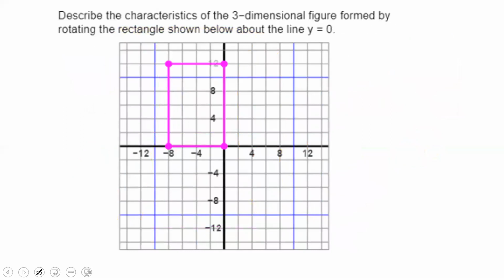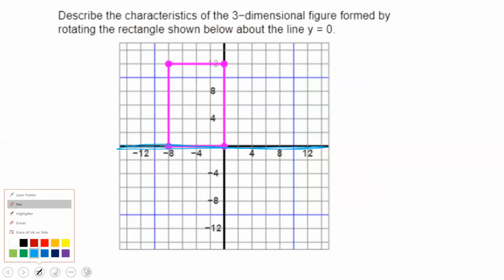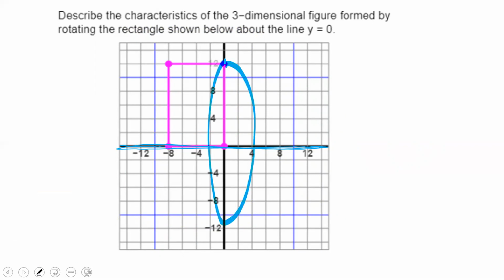Okay, this one says, describe the characteristics of a three-dimensional figure formed by rotating the rectangle shown below around y equals 0. So y equals 0 is a horizontal line wherever y is equal to 0, which is also just called our x-axis. So if we rotated this around our x-axis, well, that would give us another cylinder.